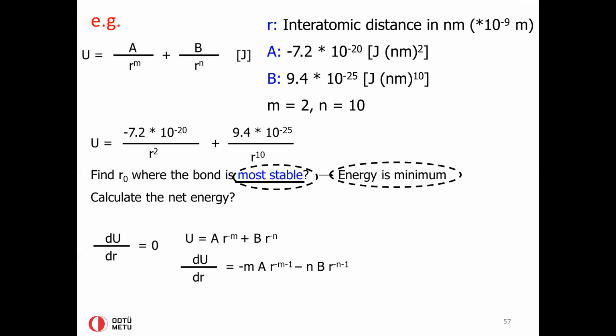So to conclude, let's show a numerical example of a hypothetical bond between two atoms, and the relationship between the two atoms is shown by this equation. The letter U represents energy. So energy is related with something plus something else. We look at the format, it says it's A over R to the M. M is given a value of 2, N is given a value of 10. So you might immediately imagine that because N is greater than M, this is the repulsion energy. This is E repulsive, and this is E attractive.